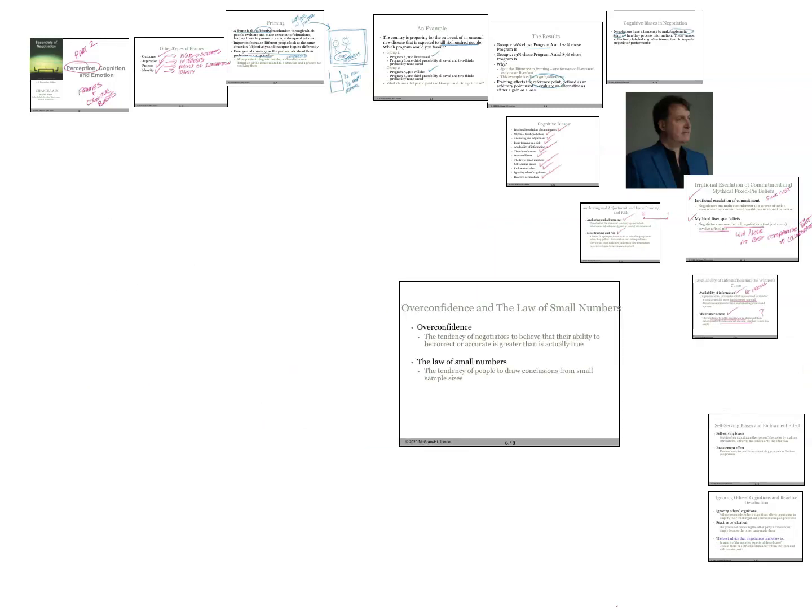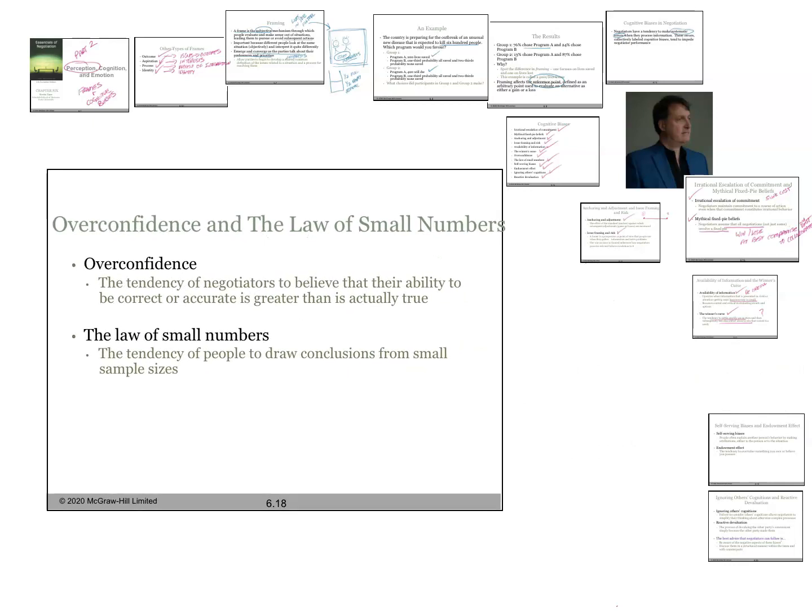The next two we're going to look at are overconfidence and the law of small numbers.